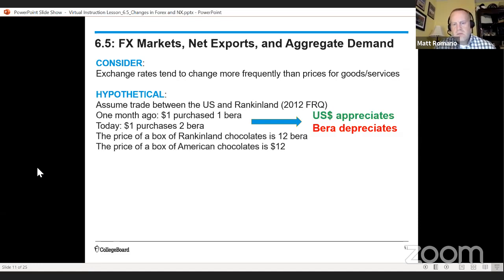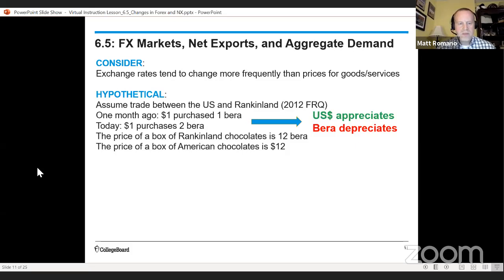So we're assuming the relative price here is going to be the same. Say that the price of a box of chocolates in Rankin Land costs 12 birra, and the price of a box of chocolates in America is going to be $12. And we're going to assume those prices are going to be fixed, at least for this time period. Because again, if you go to the grocery store and you buy a box of chocolates, it's not going to fluctuate that much, even if wholesale prices do change. So we're assuming those fixed retail prices here in the short run, but there's been a change in currency values, which could affect how much is being purchased.